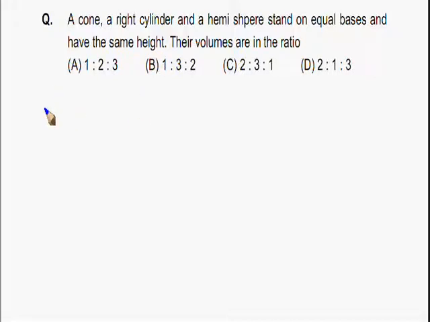So first of all we draw the given solids. There is a cone. As in the question it is given that all the solids have the same heights, so we draw a line parallel which is passing through the vertex and parallel to the base. Now there is a right circular cylinder, and there is a hemisphere.